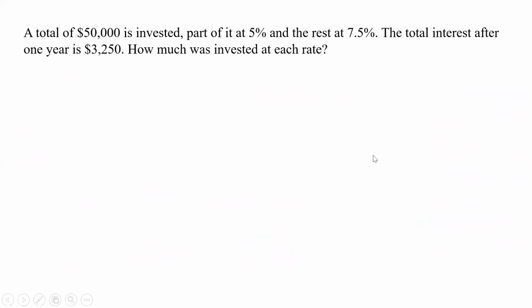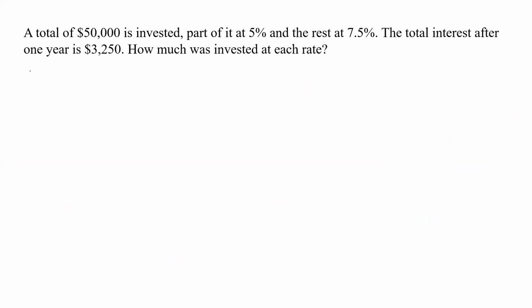Okay, what about this one? So we have a total of $50,000 is invested. Part of it is at 5% and the rest at 7.5%. The total interest after 1 year is $3,250. How much was invested at each rate?